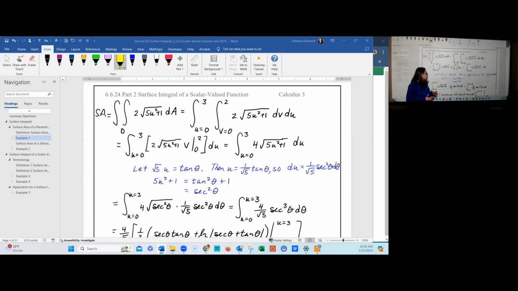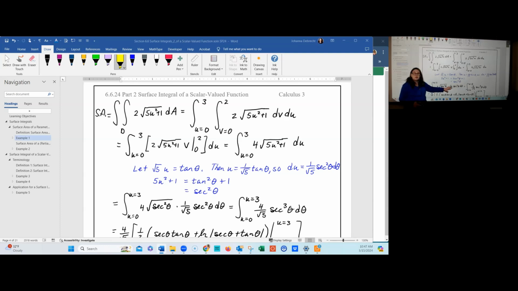Then I did a trig substitution where square root of 5 times u is tangent of theta. Then I solved for u to get 1 divided by the square root of 5 times tangent of theta is u. So I found du to be 1 divided by the square root of 5 multiplied by secant squared of theta d theta. Then I rebuilt what was under the radical, the 5u squared plus 1, by squaring both sides and getting tangent squared of theta plus 1, which gives me secant squared of theta.